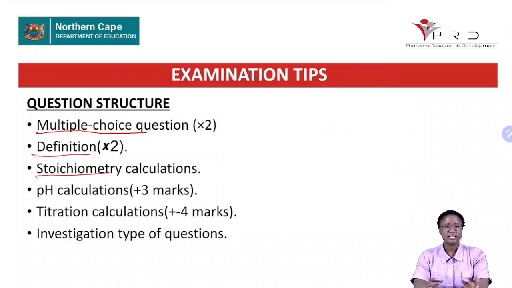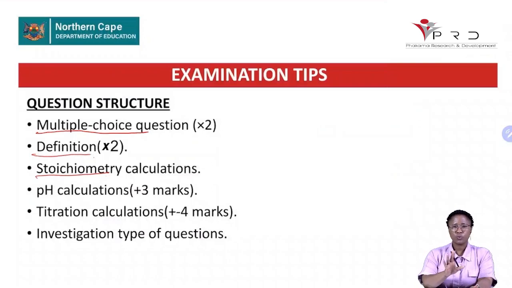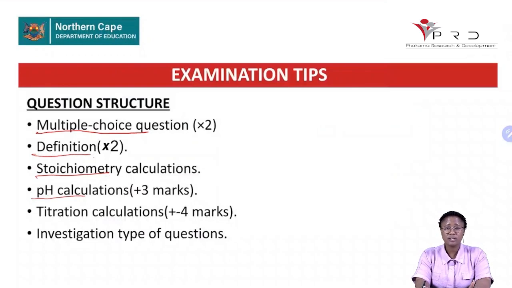Either you're given a concentration and you have to convert it to number of moles, or you are given a volume and you have to convert it to number of moles. So we will be dealing with stoichiometric calculations. We will also be doing pH calculations, because in this chapter we want to know if the solution will be acidic or basic. The examiner can say to you, calculate the pH.